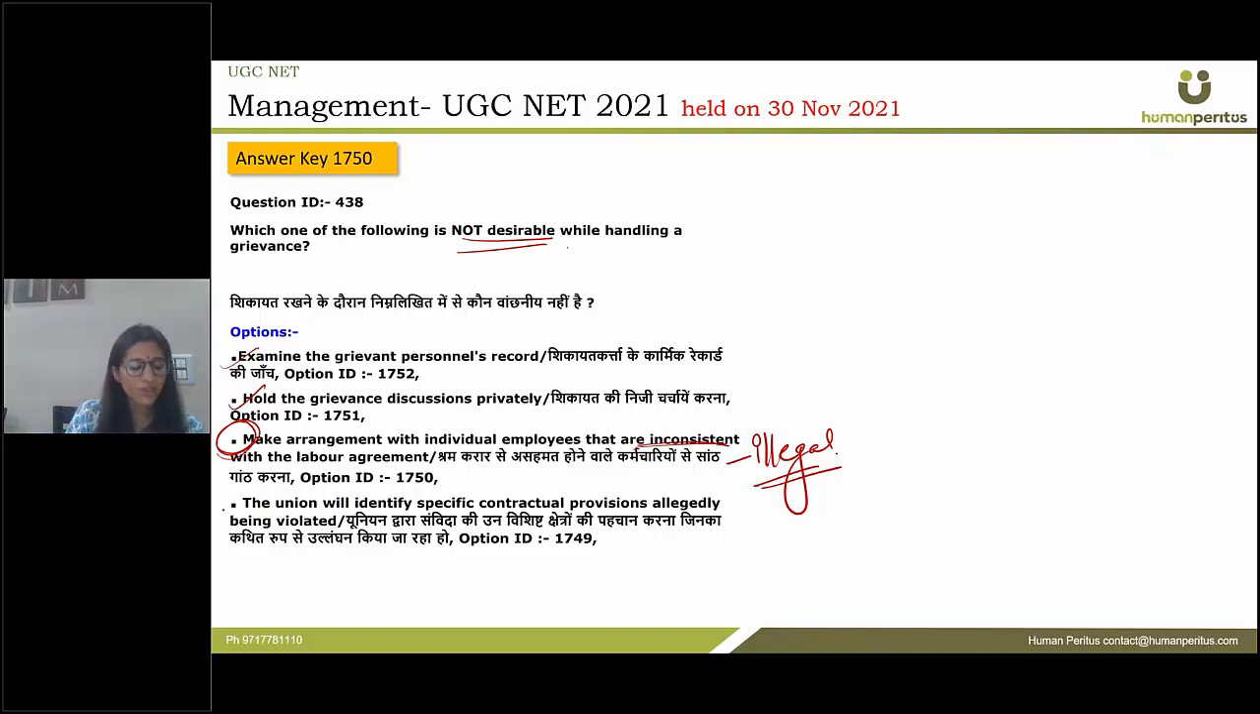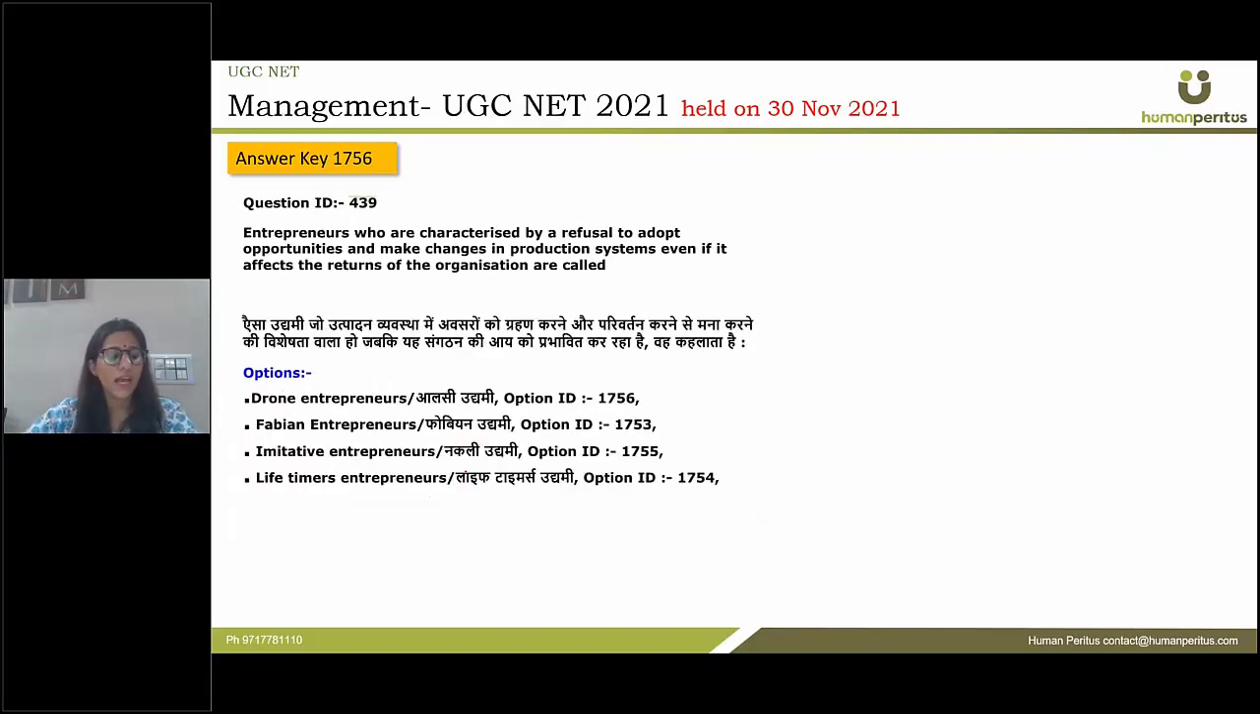All right, the last option, let us see that one also. The union will identify specific contractual provisions allegedly being violated. Obviously, this is a desirable thing in handling a grievance. So according to this, option number 3, which is 1750, is the correct answer. Moving to the next question.